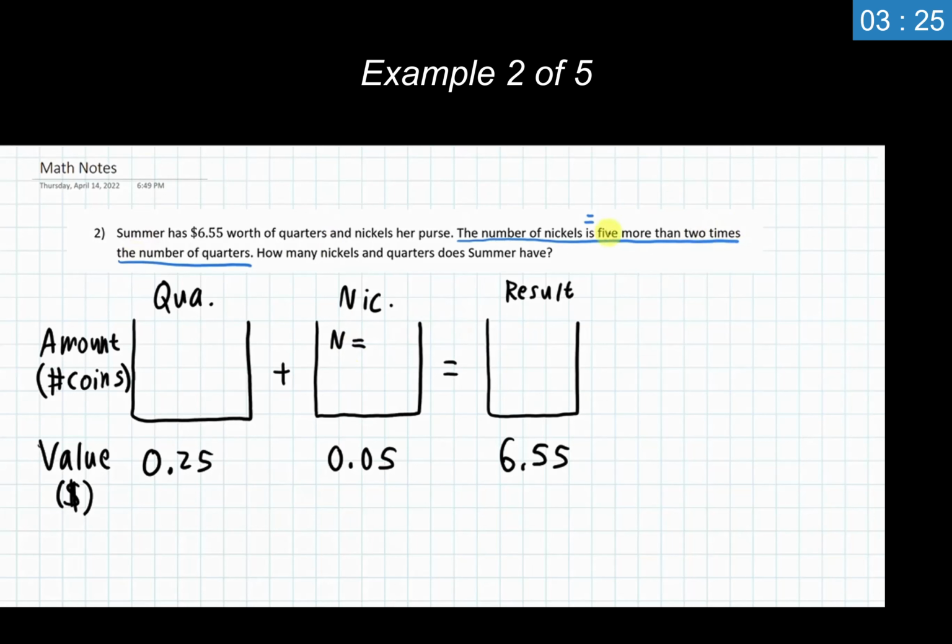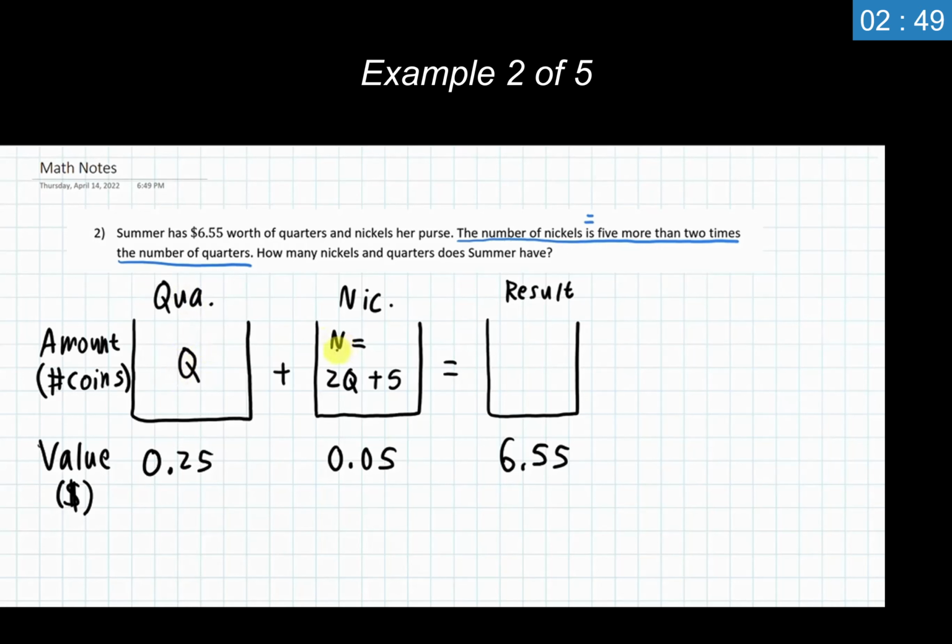Am I going to have 5 plus 2 times the number of quarters, or 2 times the number of quarters plus 5? This is where order matters with these things. So we're going to have 2 times the number of quarters, and then I'm going to add 5 on top of that, because I need to know this amount of quarters, and then I can tack on 5 on top of that there. We've been given nothing special about the number of quarters, so we can just fill this in with a Q.